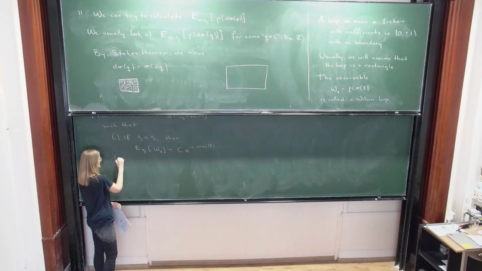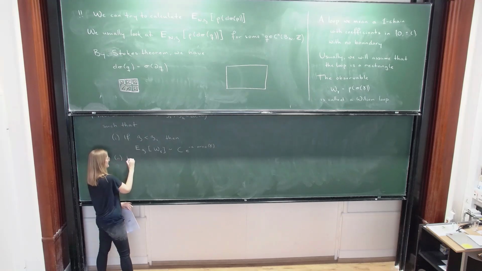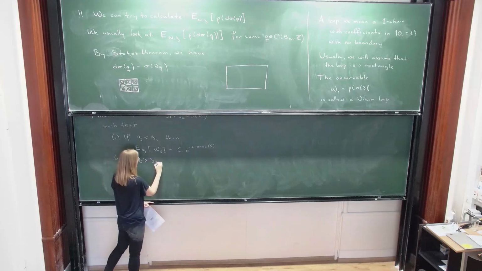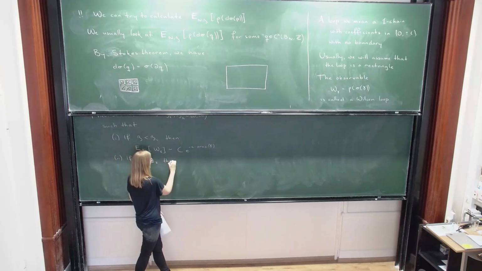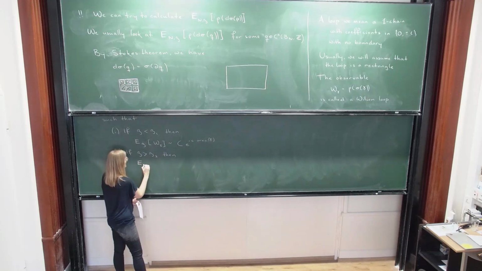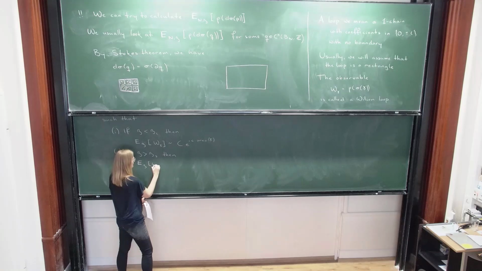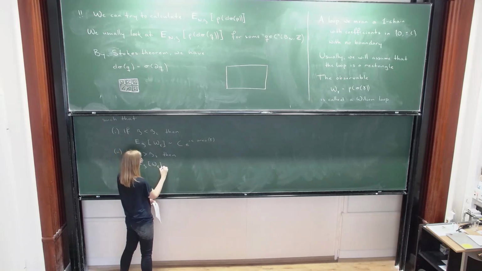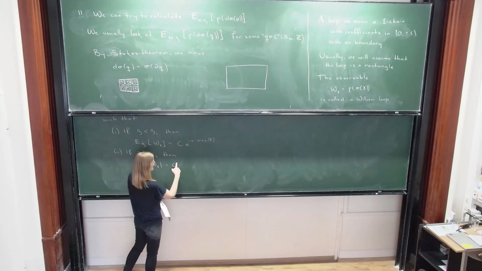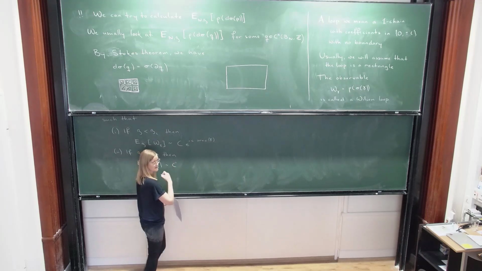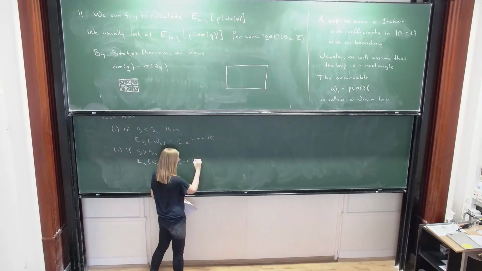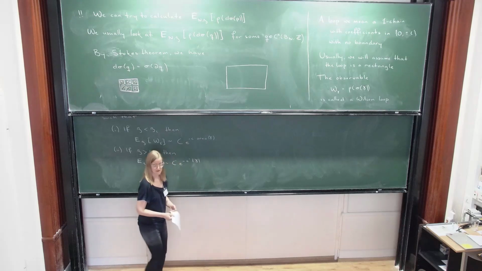And 2, if beta is larger than beta 2, then this expectation should decay like some other constant, let's call it c prime because then it's another c, e to the minus c prime times the perimeter of the loop. That is the number of edges in this boundary.